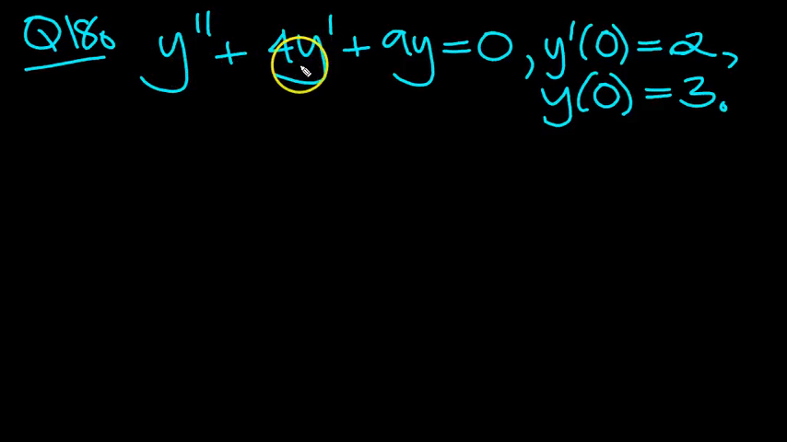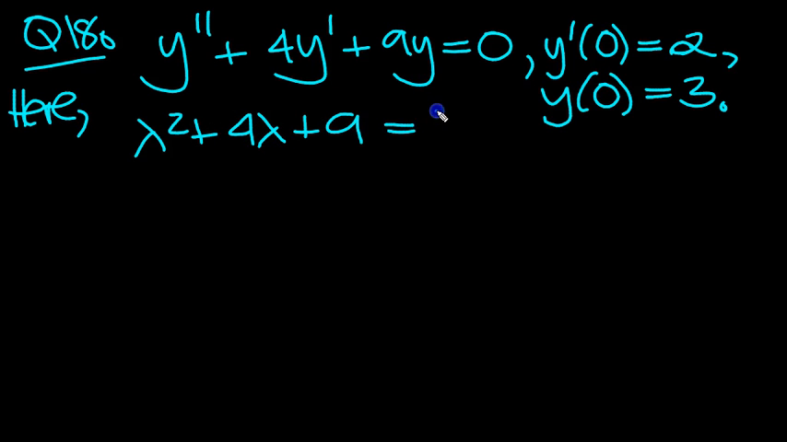y double dash plus 4y dash plus 9y equals 0. And we've got these initial conditions here. So write down the auxiliary equation then. Lambda squared plus 4 lambda plus 9 equals 0.